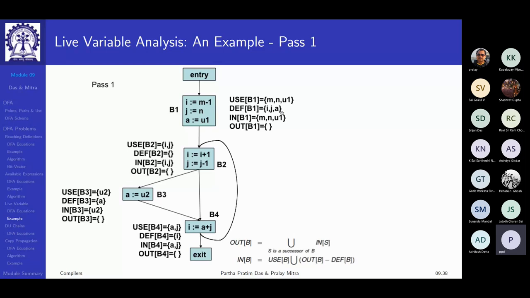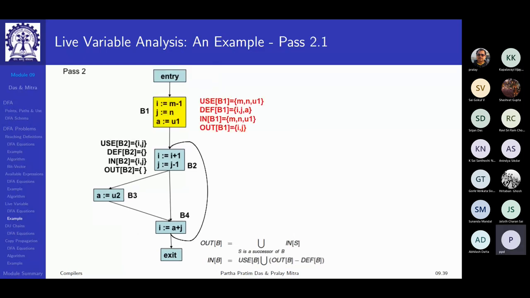What happens with B2? It is using I before being defined. It is using J before being defined. So I, J will go in the use set. Okay? And it has no def set naturally. In B3, the use is U2 and the def is A. In B4, use is A, J and def is I. And in is always same as the use set. This is my pass 1 on the code.